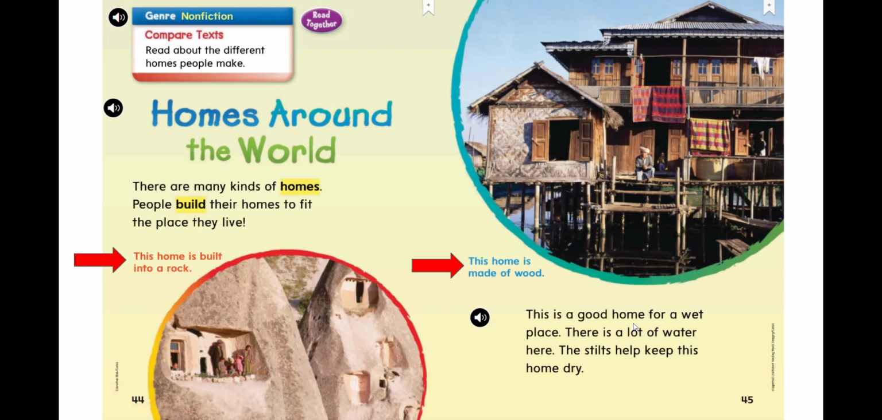Let's read the text first. Help me if you can. This is a good home for a wet place. There is a lot of water here. The stilts help keep this home dry. If I want to find out more about this picture, I can go to this right here. Do you remember what it's called? It's called a caption, right? So let's read the caption and find out more about the picture. This home is made of wood.